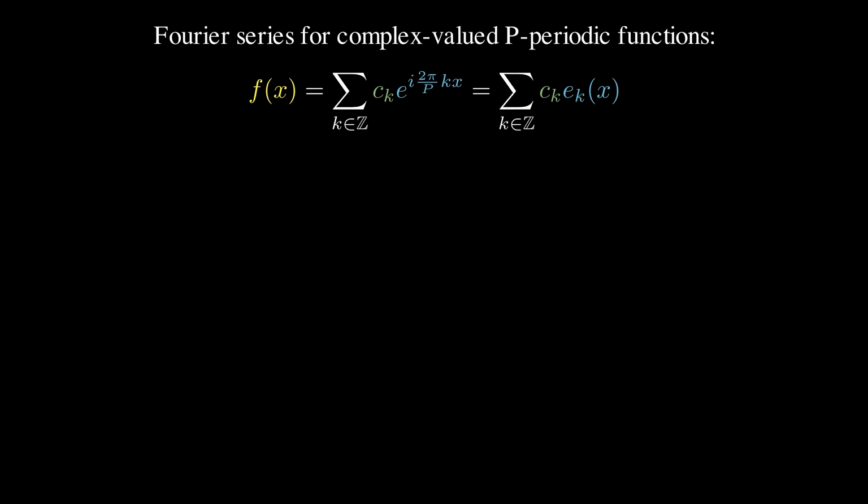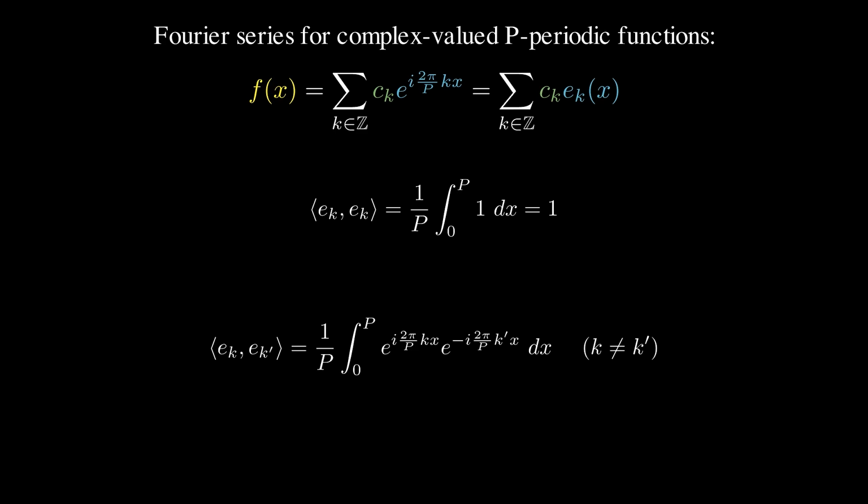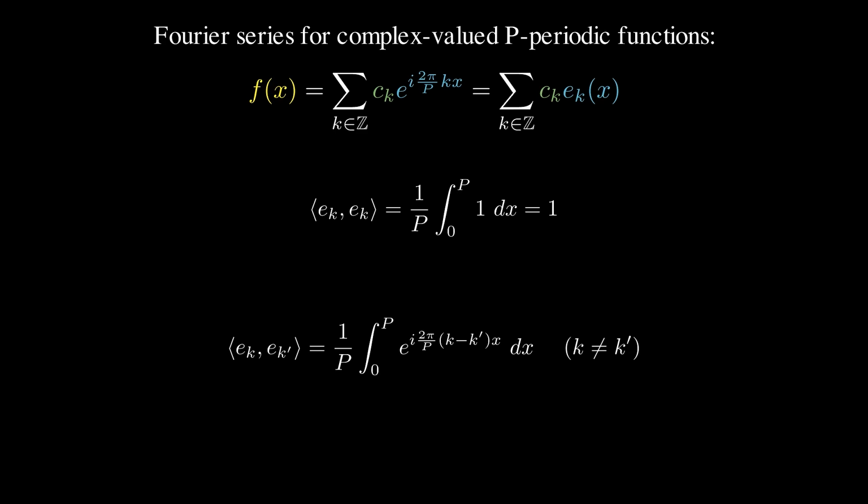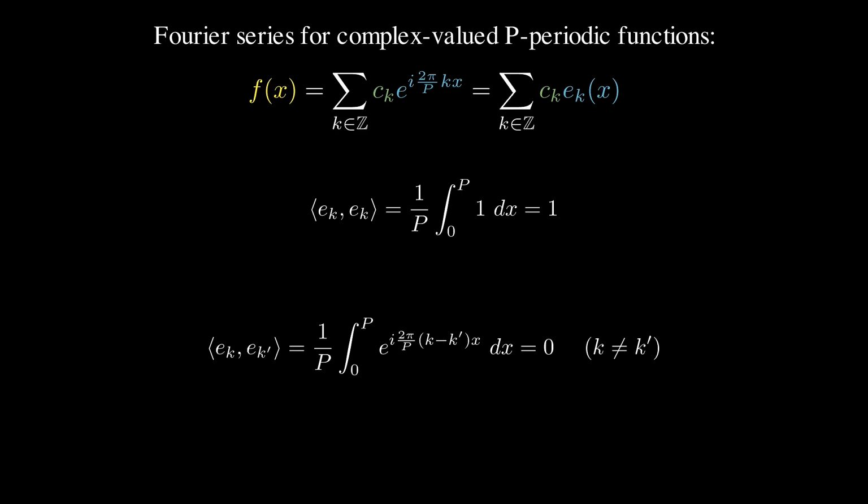Let's now see how to compute the coefficient ck in our Fourier series, and understand why these complex exponential functions are really enough to build all well-behaved periodic functions. Let's start by looking at some important properties of these complex exponentials. The first property is that for the norm of each basis function, we obtain 1. If we take the dot product of two complex exponentials with different frequencies, we obtain the following result. Since k minus k prime is a non-zero integer, the exponential function completes an integer number of rotations over the interval from 0 to p, and its average value over a full period is 0.